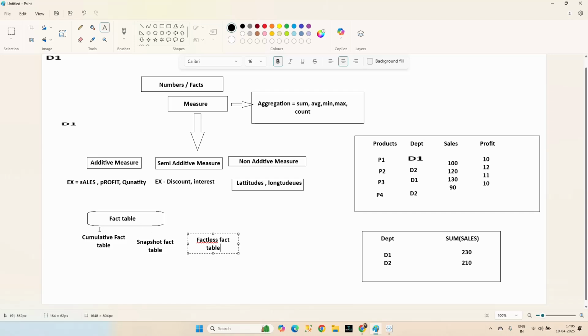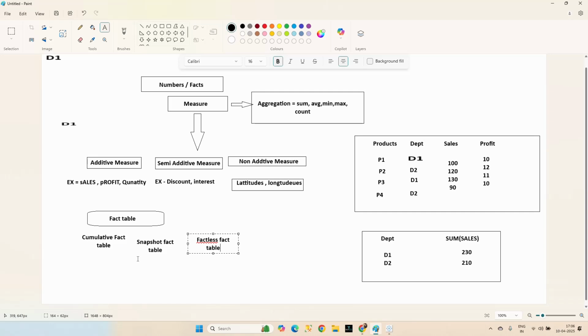Cumulative fact table: if the fact table contains only additive measures, that is called a cumulative fact table. Got it? What are additive measures? If the numbers or measures give meaningful output after applying the aggregations on all dimensions, that is called an additive measure, right? So if you have all additive measures in the fact table, then it is called a cumulative fact table.